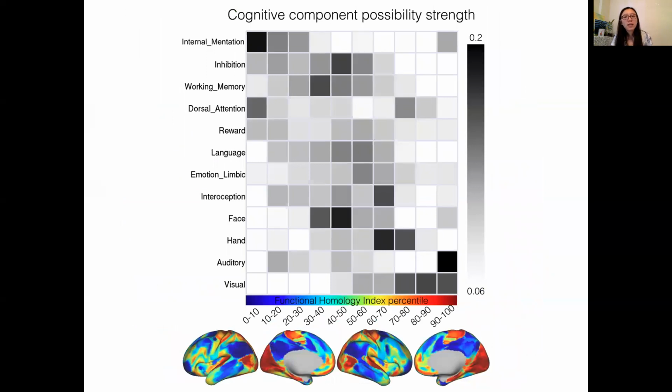We also link the homology index to the cognition components and find a negative relation here. So the high-level cognition components are more likely to be located in regions that have low cross-species similarity.